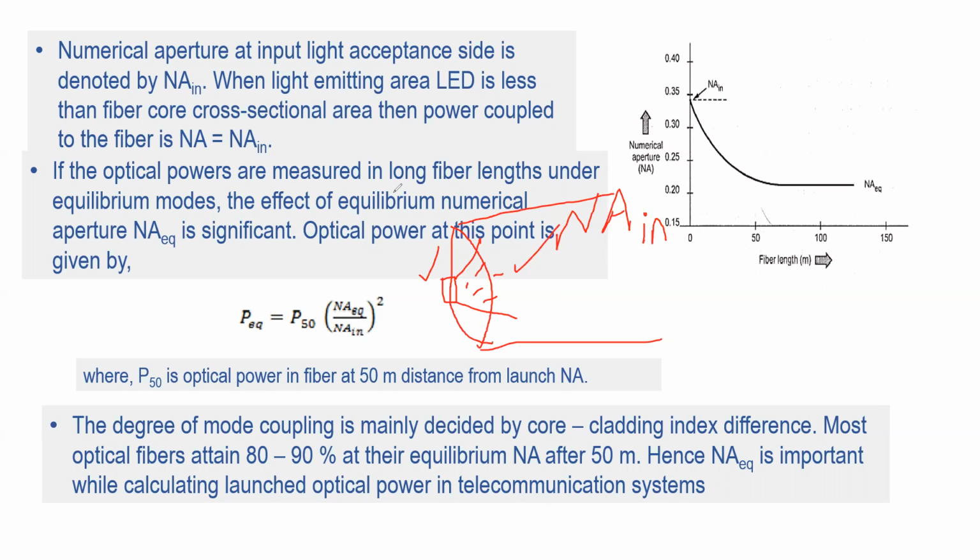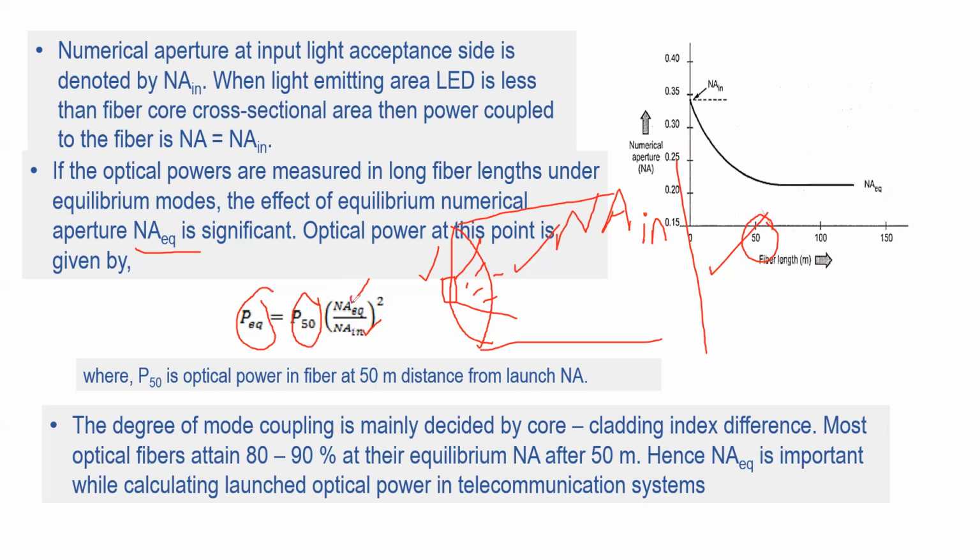If the optical fibers are measured in long fiber lengths under equilibrium modes, the effect of equilibrium numerical aperture is significant. That means after a long distance, you are considering equilibrium modes. Hence, we are writing a formula. Optical power at a point of 50 meter length, P50, is given as the input numerical aperture and the ratio of equivalent numerical apertures.